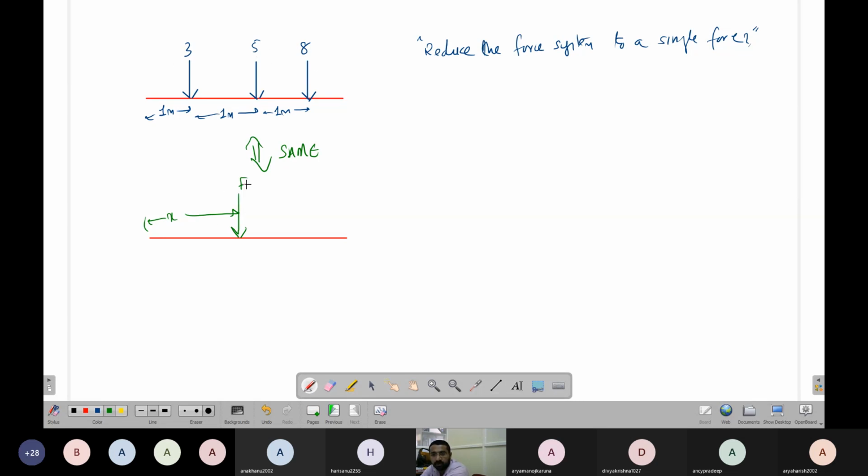What you have to do is find the value of F and find the value of x. Okay, so try to do this. In the meanwhile, you also try.